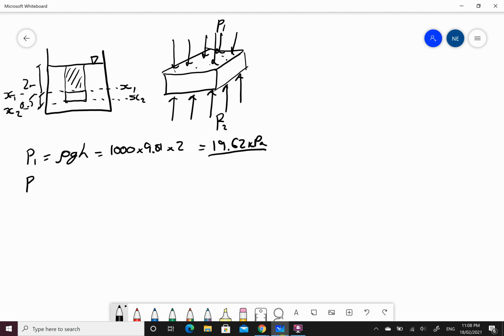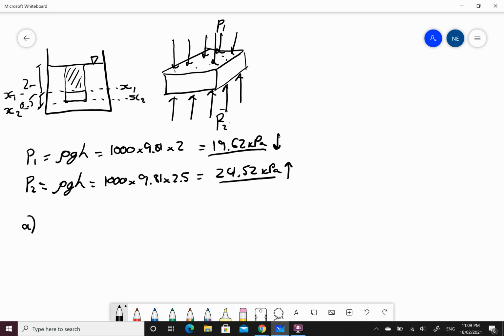Now, P2 here going up is slightly different because it's at a lower depth. But remember, every point along x2 is the same pressure. So it's rho GH is equal to 1,000, just the density of water, by gravity, by 2.5, which is the depth, or h, which gives us 24.52 kPa. That is the pressure pushing this object up. Alright, so this is going up, this is going down.